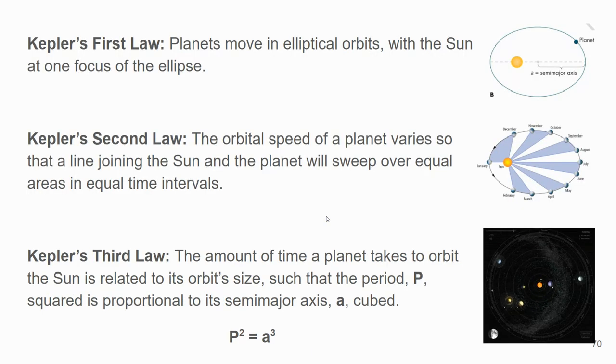This slide, I'm not going to spend any time on it, but this will be useful when you're studying. This is just all three laws all together. The first law, the law of ellipses. The second law, the law of equal areas. And the third law, the law of periods.